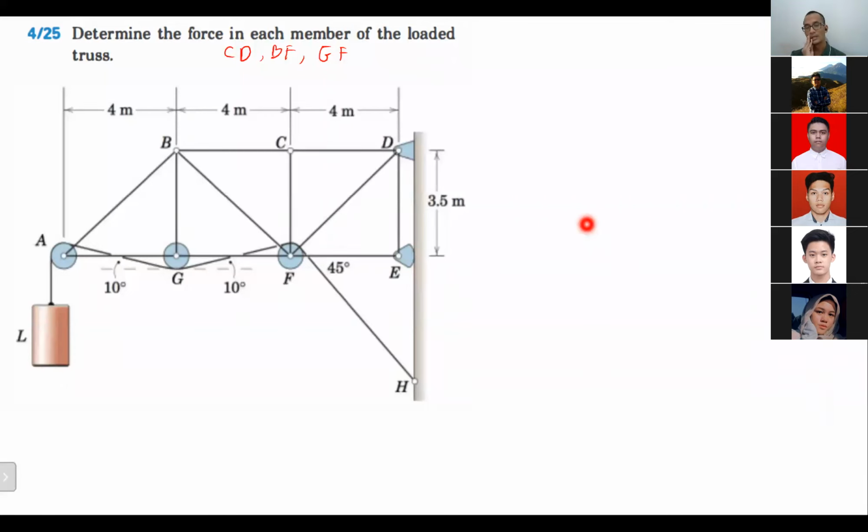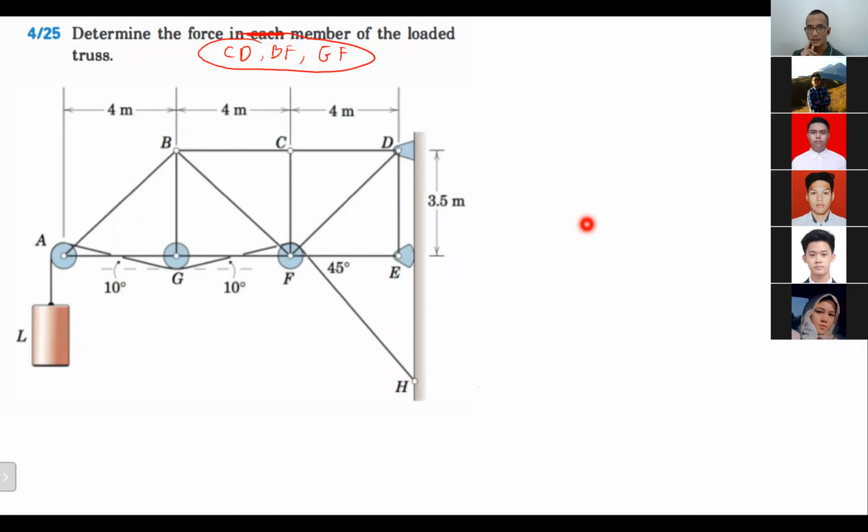Anyone here can help me step-by-step to solve this particular problem? You have to find out, actually it's not each member, but only these three. Can you help me to find out the forces happening at these three members? We cut the body. Directly?